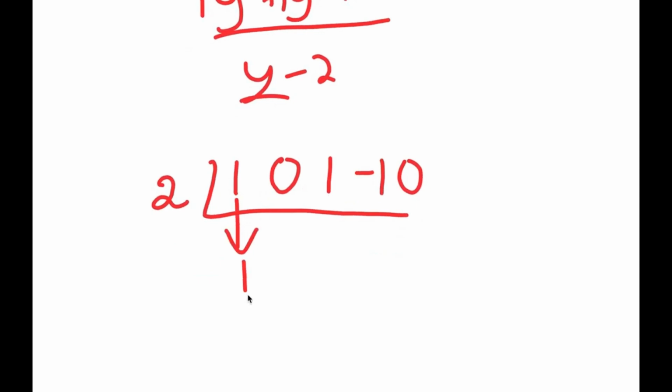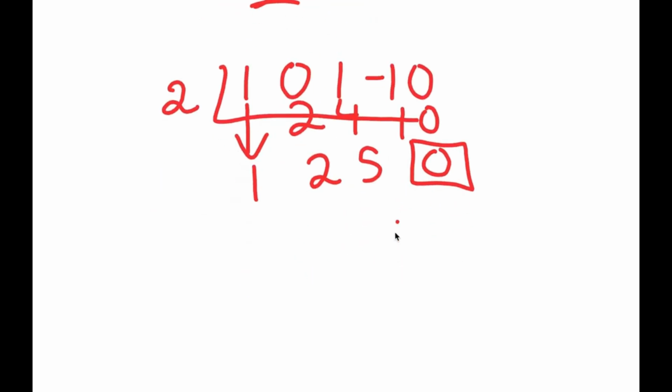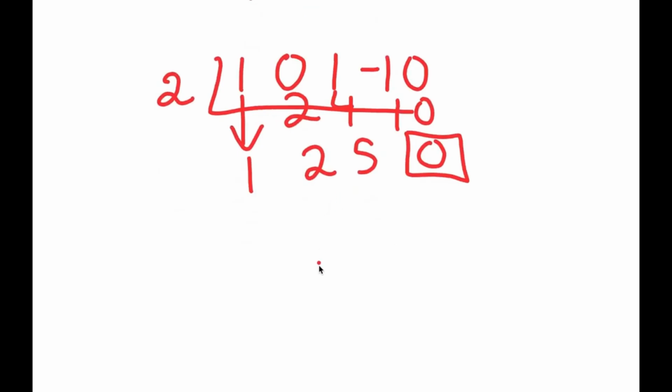So now to do this, I'm going to first drop down 1. 2 times 1 is 2, so I'm going to put 2 here. 0 plus 2 is 2. 2 times 2 is 4. 1 plus 4 is 5. 2 times 5 is 10. Negative 10 plus 10 is 0. So I get a remainder of 0. And I get 1, 2, 5, which will be my coefficients. So I get y squared plus 2y plus 5.